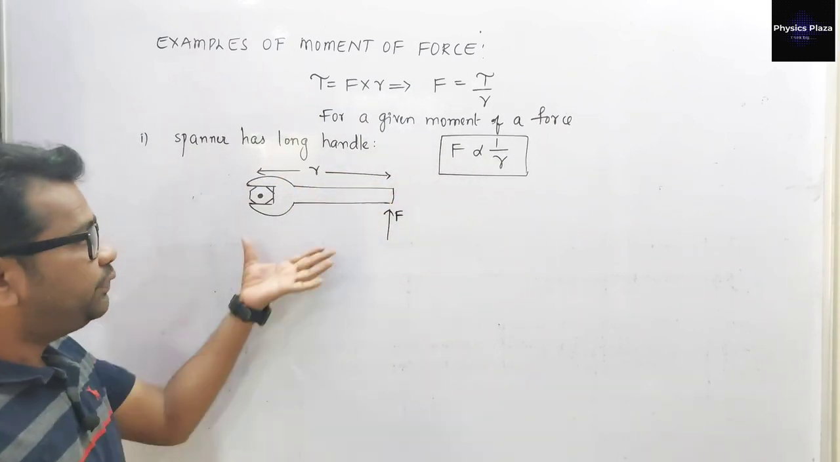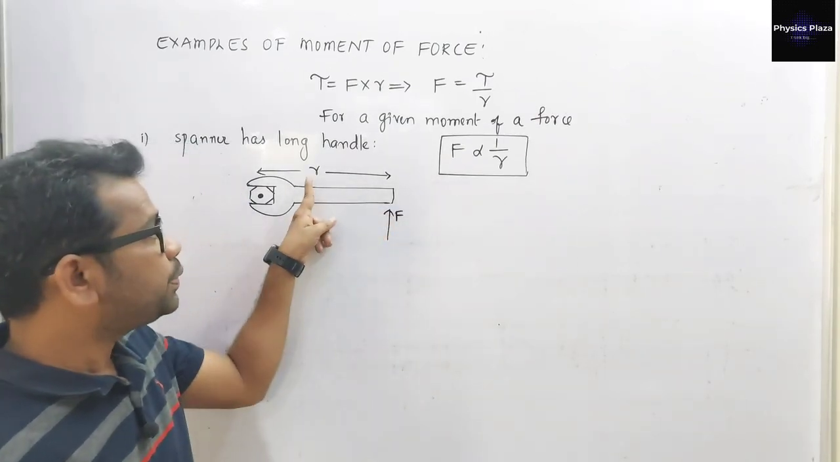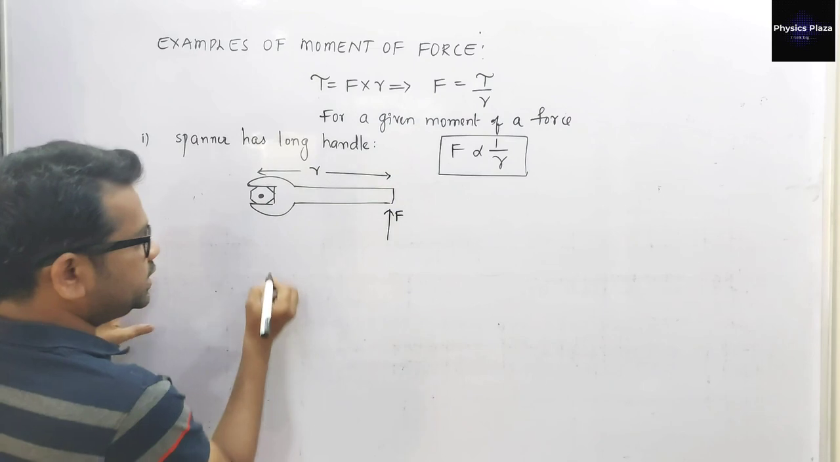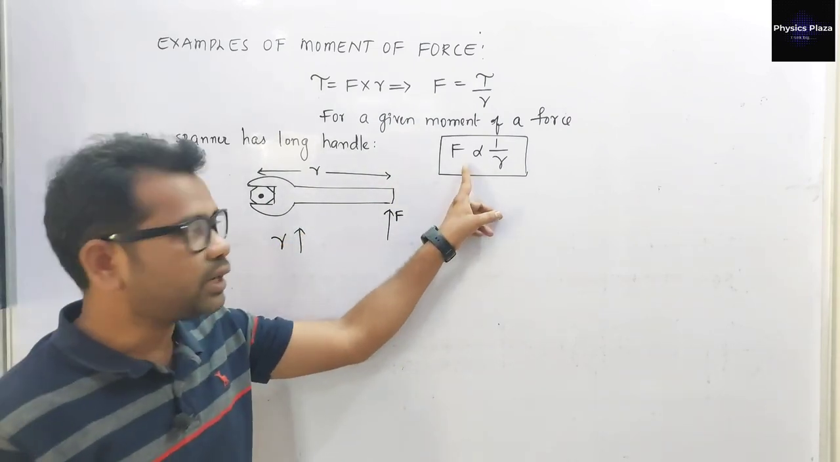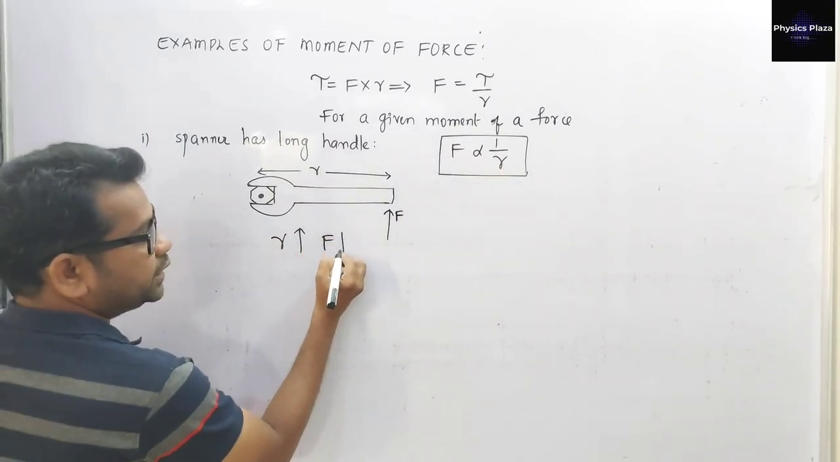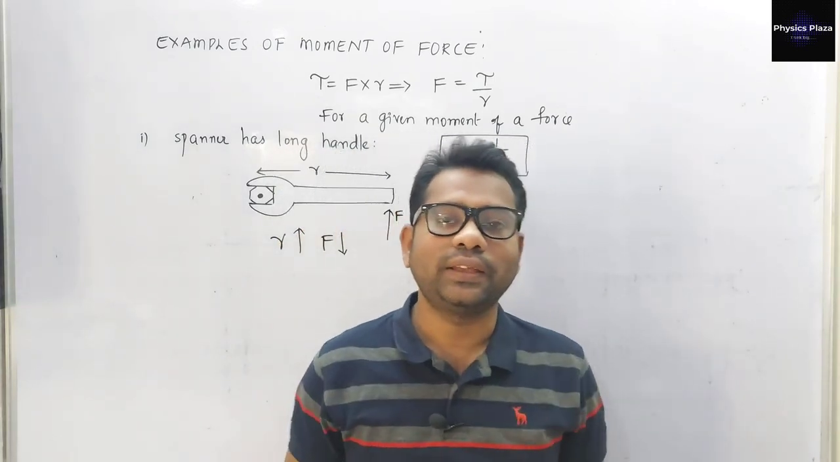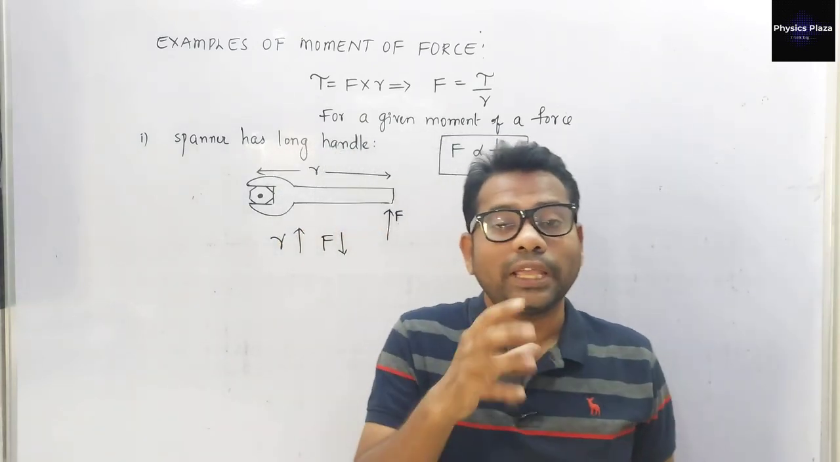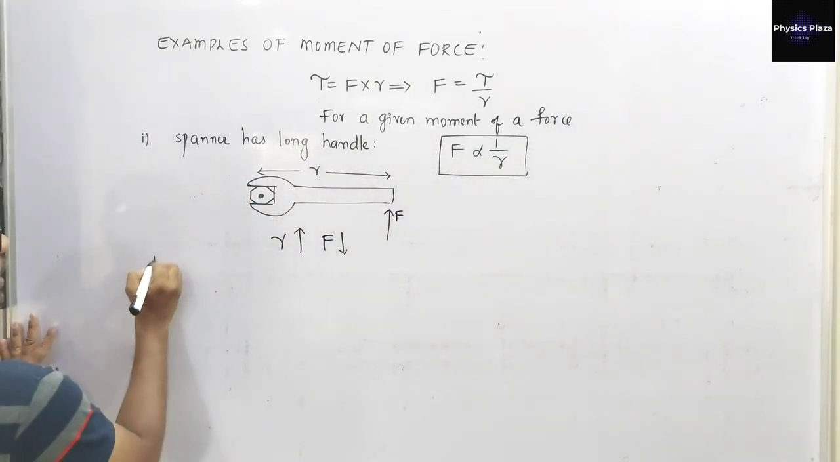Which means what, children? If it has a long handle, what will happen? The perpendicular distance will be increased. So based on this relation, children, when the perpendicular distance is increased, what happens? The force required will be less. Which means by applying less force only, we can produce enough moment of force. Clear? Fine, children. Now, the second one.